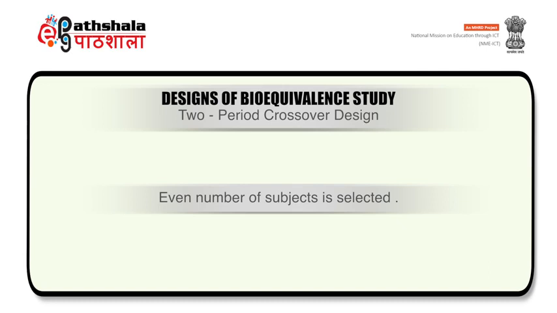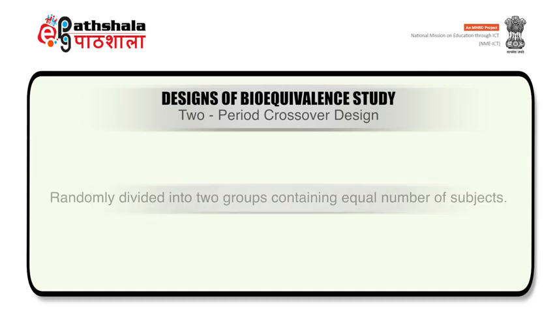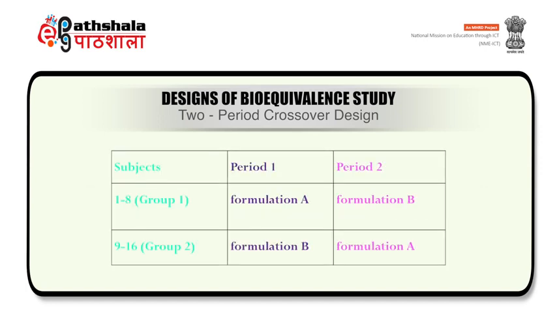In this design, an even number of subjects is selected and they are randomly divided into two groups containing an equal number of subjects. Group 1 is treated with formulation A and group 2 is treated with formulation B. Then after the washout period, group 1 is treated with formulation B and group 2 is treated with formulation A.